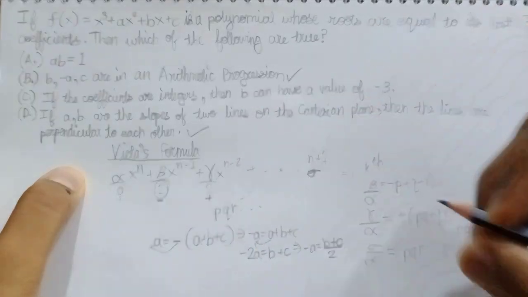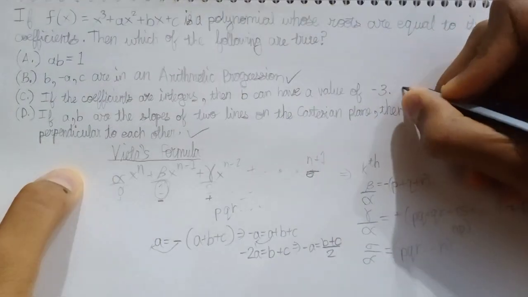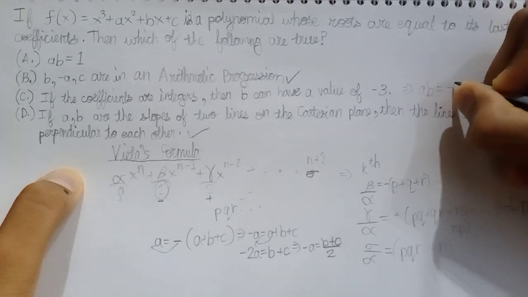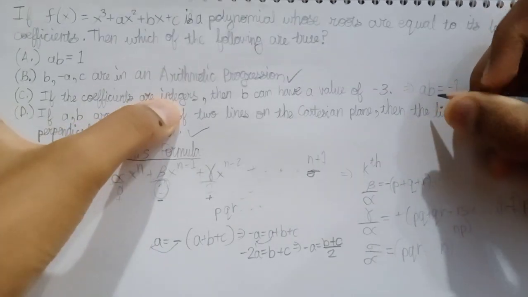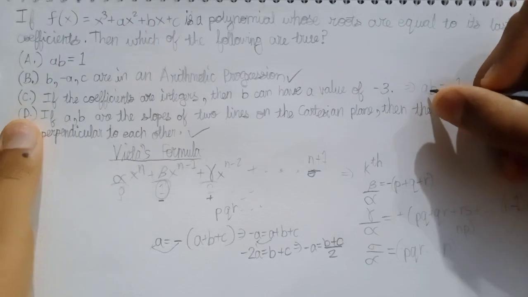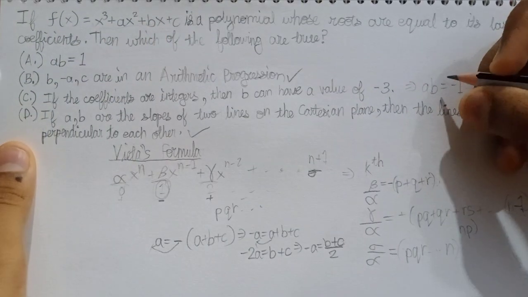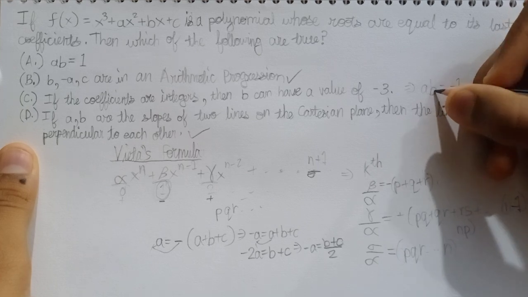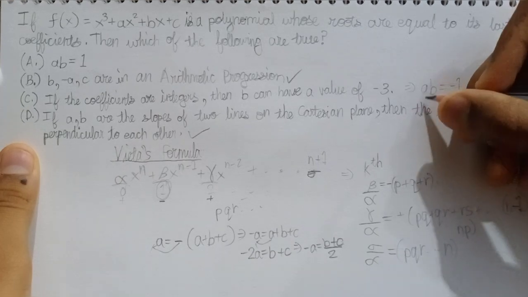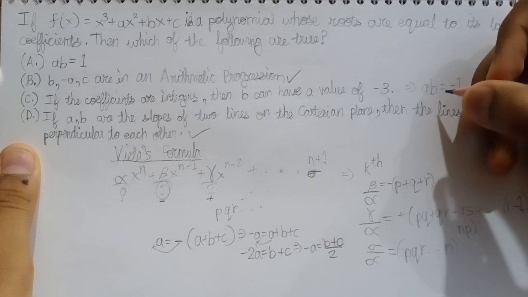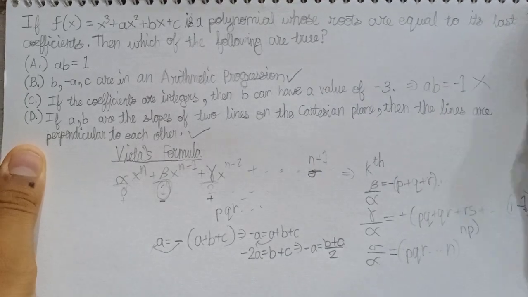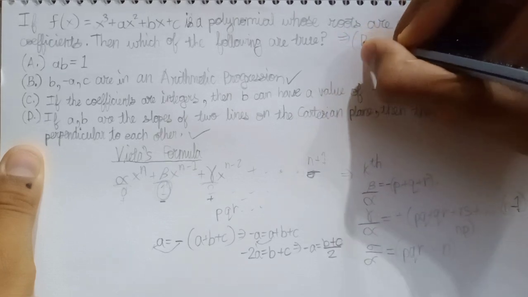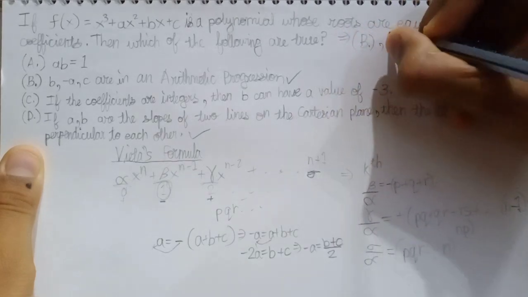Now let's look at this one. Here we have ab is equal to negative 1, and the coefficients are integers, so a and b are also integers. Now if b is negative 3, then a will have to be 1 by 3 if you solve it out, and 1 by 3 is not an integer, so this is wrong. So the correct options are b and d.